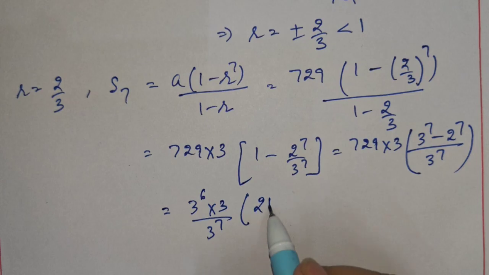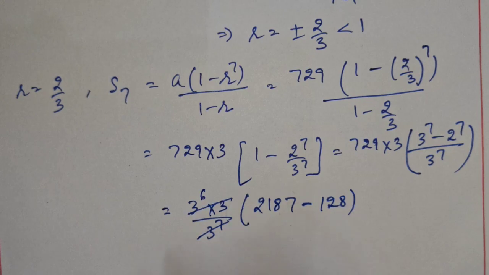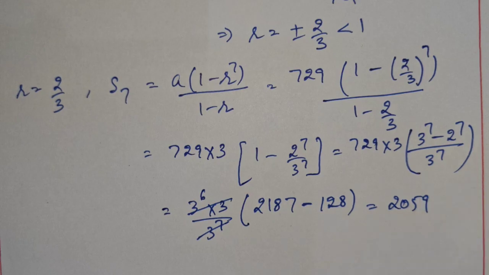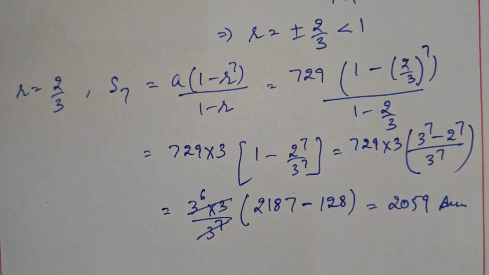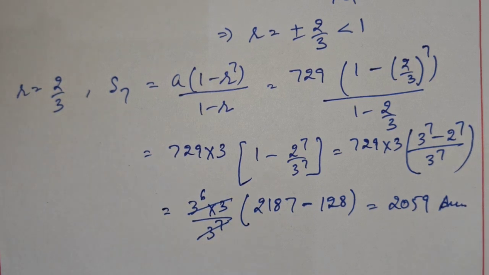This is equals to 2187 minus 2 raised to power 7 is 128, so this will cancel from here. 2187 minus 128 we will do, 2059 is the required sum up to 7 terms. So this is the sum when r is equal to 2 upon 3.